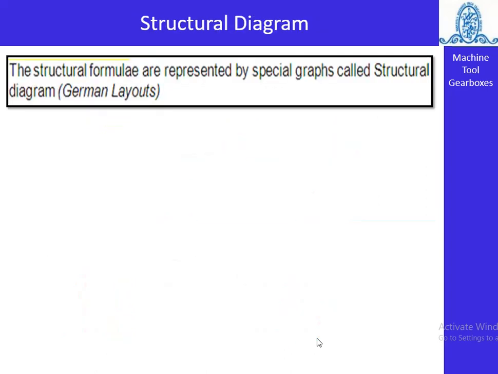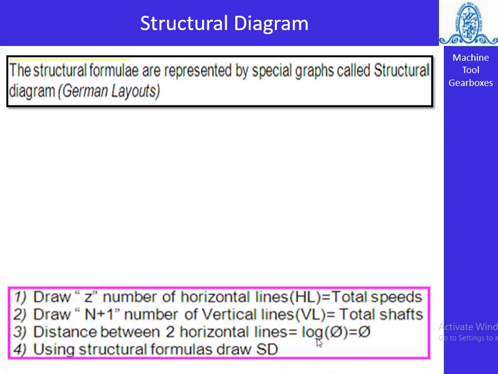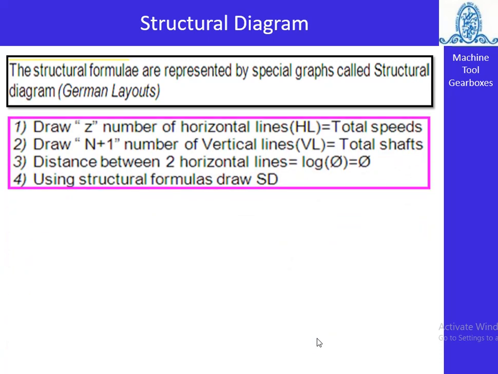So we got this, and now we have to predict what is meant by structural diagram. The structural diagram, or the structural formula, is going to represent a spatial graph called the structural diagram, or you can say that it is differing from the gear layout. First of all, we need to draw z number of horizontal lines. So here z is equal to 6, so horizontal lines are 6.